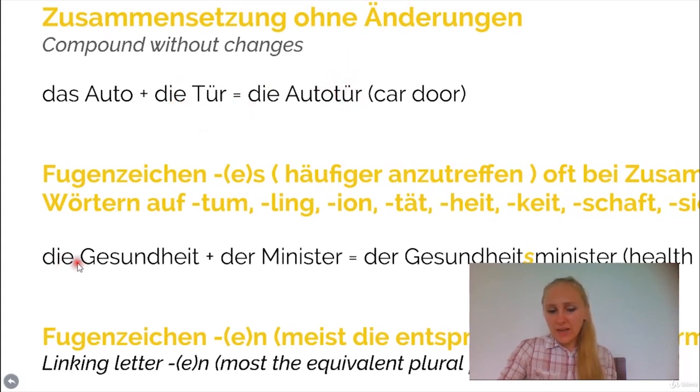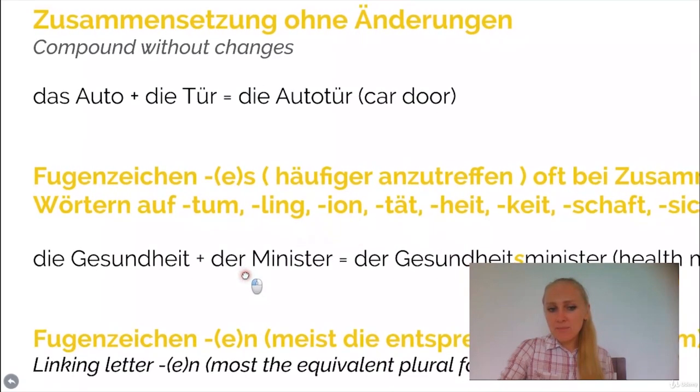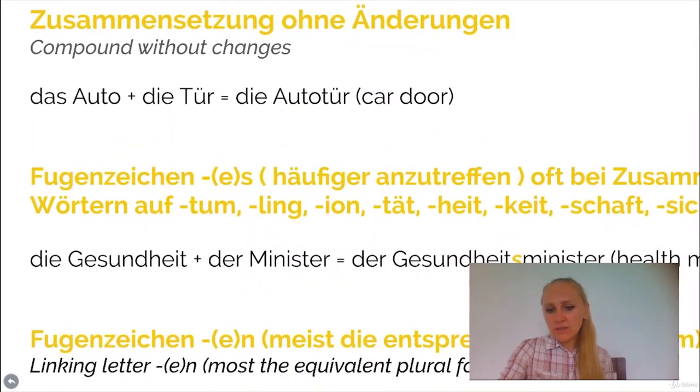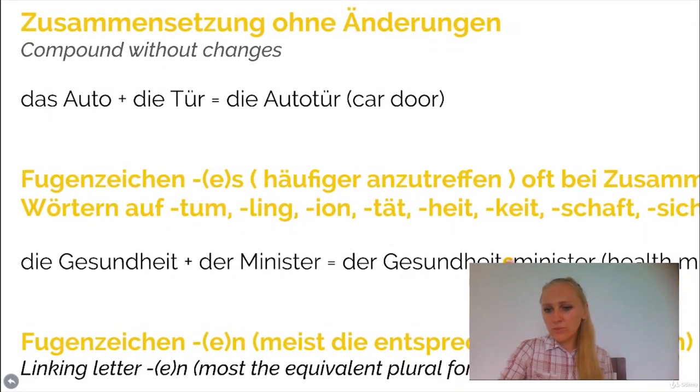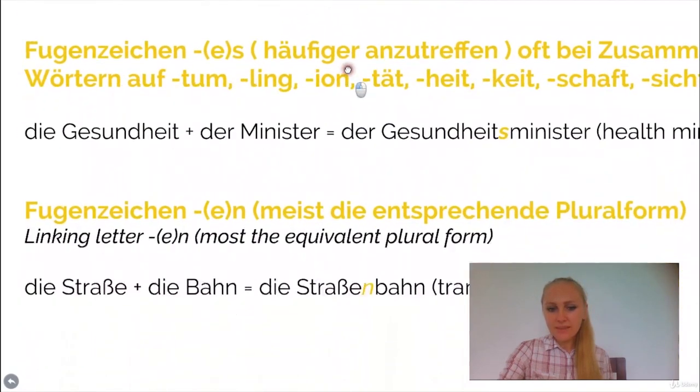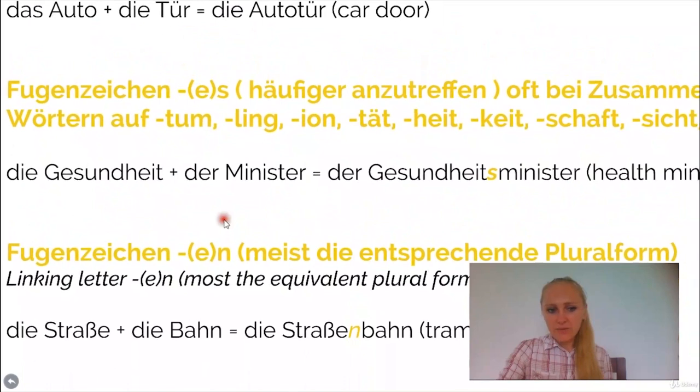Exactly as here, it's health and minister. Is it about minister health or is it health minister? It is about the minister in the new created word. And minister is masculine, so the new created word needs to be masculine also because it's the root word of the compound word. Okay? And then the next one here, we have Fugenzeichen EN or just N.